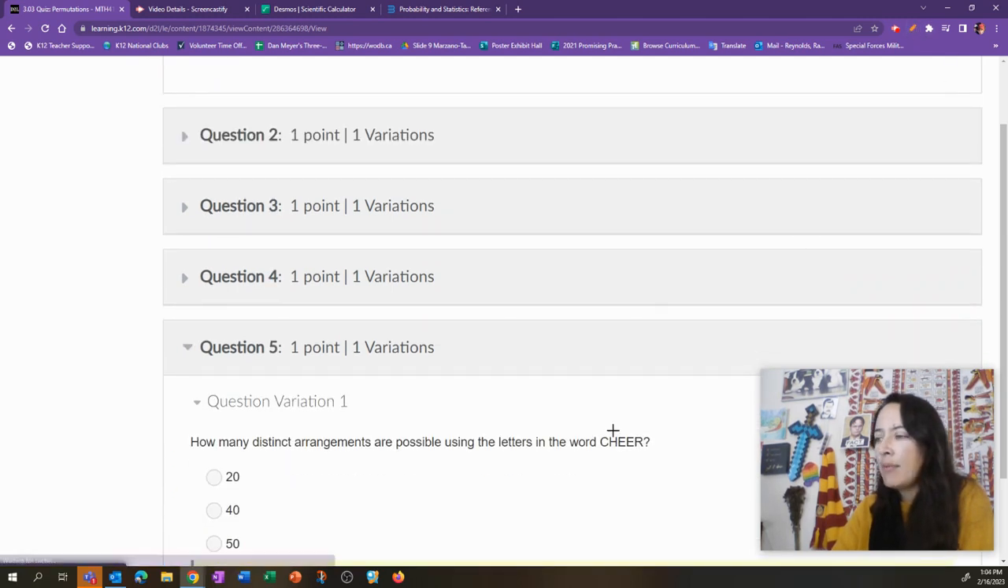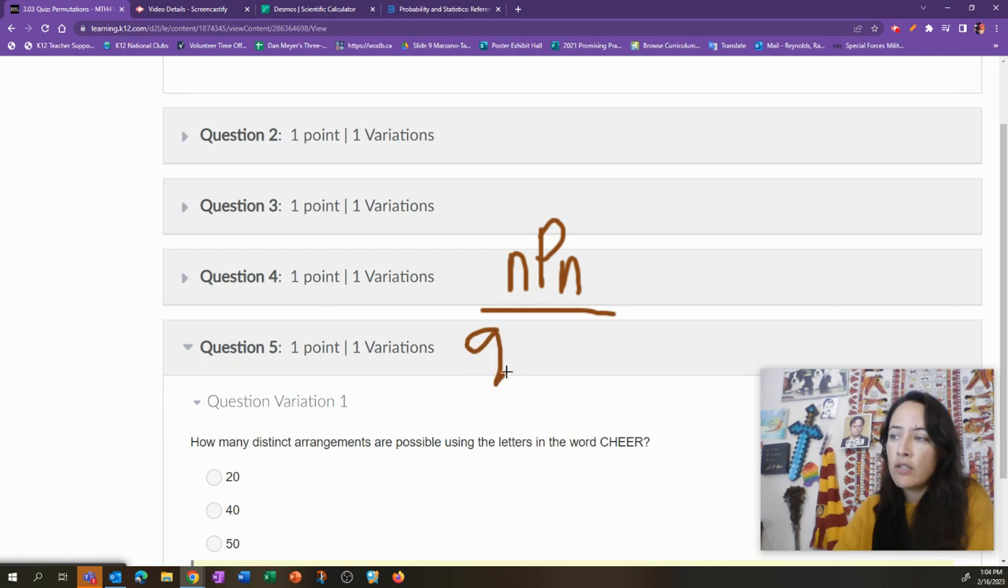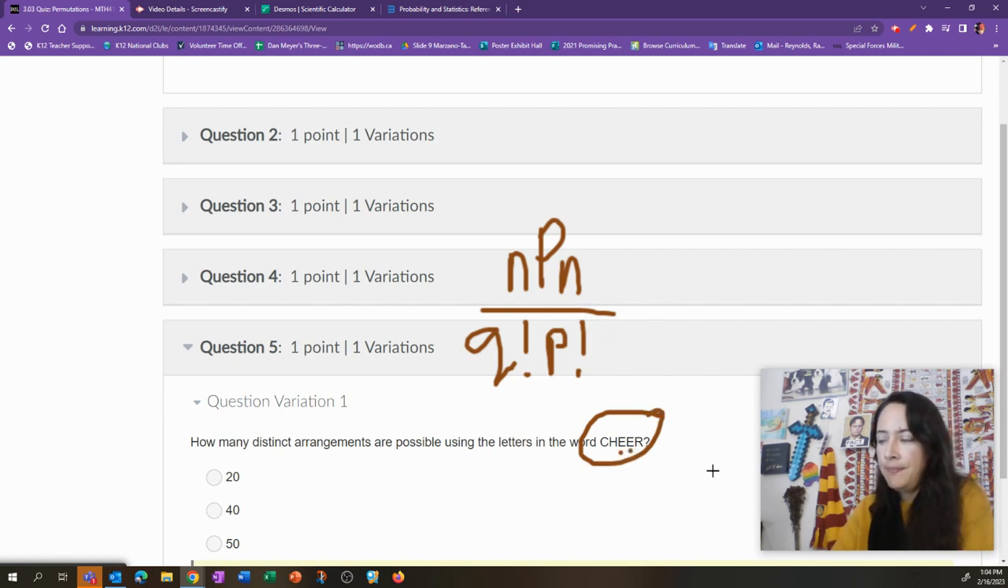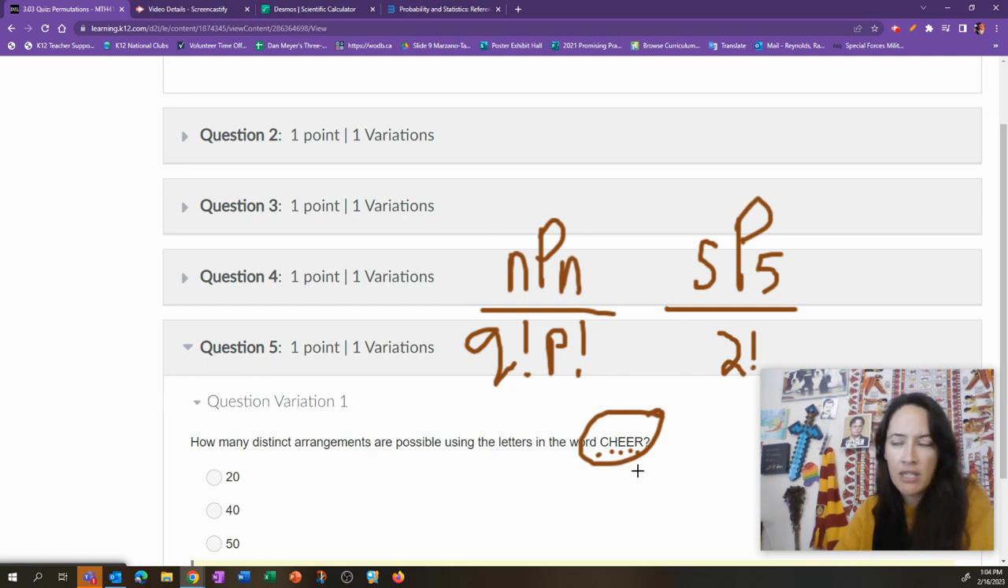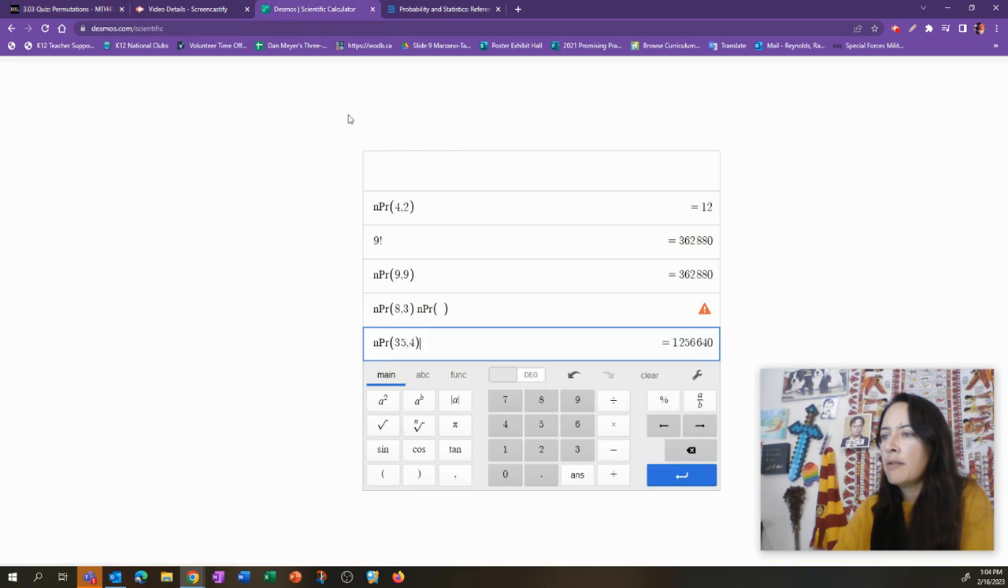Okay, so what's happening here, we have our formula nPn over q factorial or p factorial. They're just saying whatever's repeated. So we only have one letter that's repeated, but there's 2 of them. So we would do, there's 1, 2, 3, 4, 5, 5P5 over 2 factorial because it's repeated twice. E is repeated twice.